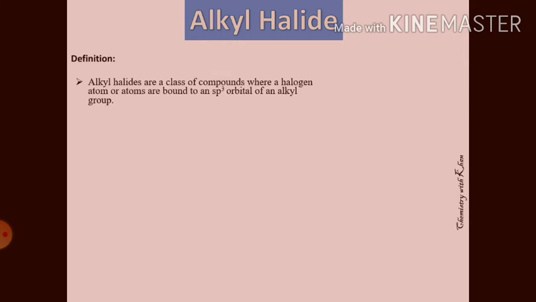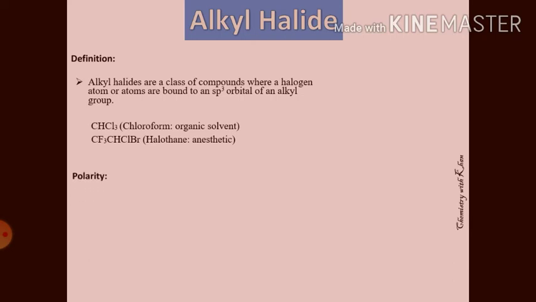So its definition is: alkyl halides are a class of compounds where a halogen atom or atoms are bound to an sp3 orbital of an alkyl group. Means a halogen will be attached to an alkyl which is sp3 hybridized, such as chloroform. You can see that in chloroform, chlorine is attached to a carbon with 3 sigma bonds. Another example is haloethane, which is an anesthetic compound.